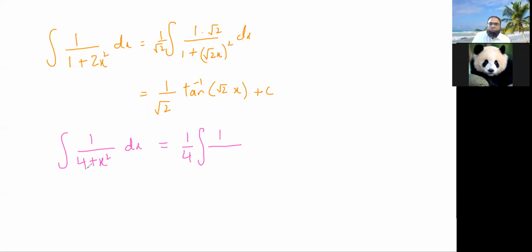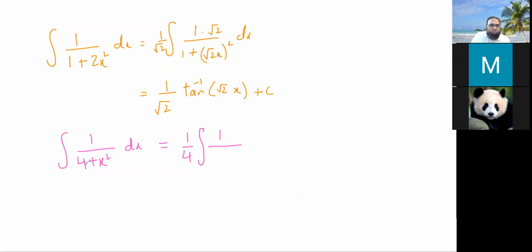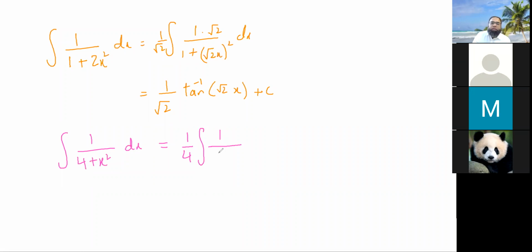Why did I change this 2? Anyone? Why did I change 2 to 4? So that you could have a 1 in the denominator. I could have a 1 even if there was a 2 over here. Why did I change 2 to 4? Perfect square, exactly right. It is a perfect square. So this is going to be 1 plus x squared over 4, and this is your dx over here, okay?